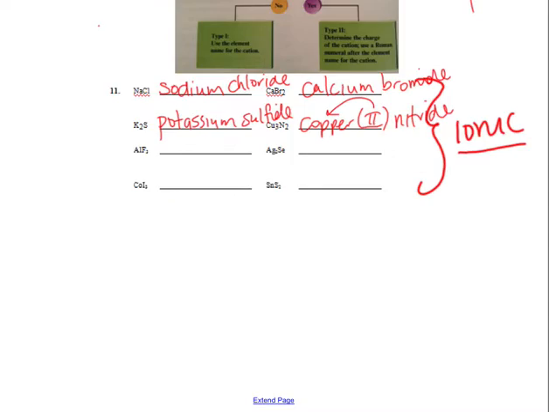Okay, AlF3. Does aluminum have more than one charge? Nope. So what is this called? Aluminum fluoride. Ag, silver. Does it have more than one charge? No, it doesn't. So let's see if y'all can handle selenium. Silver selenide. Not aluminum, sorry. Selenide. I had aluminum on the brain.